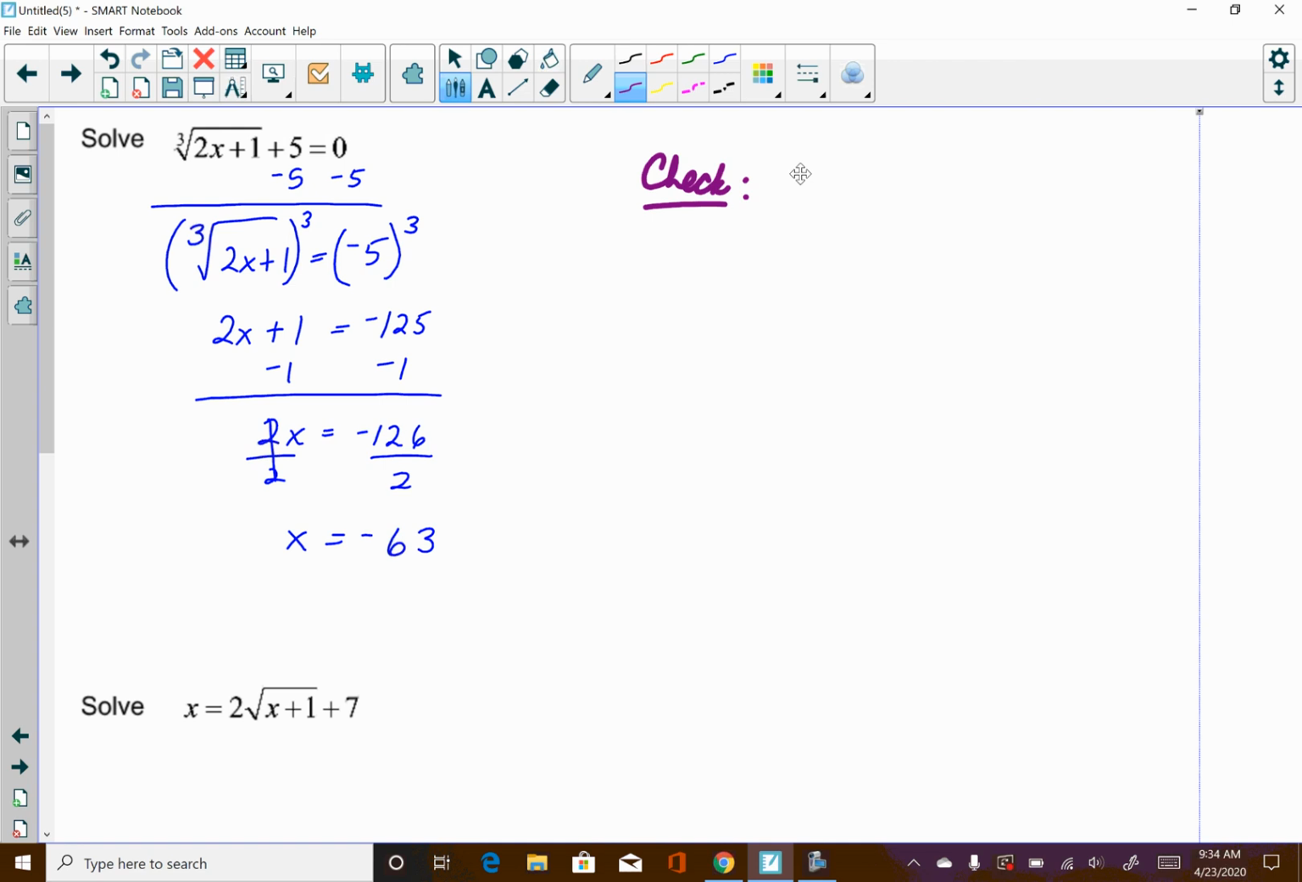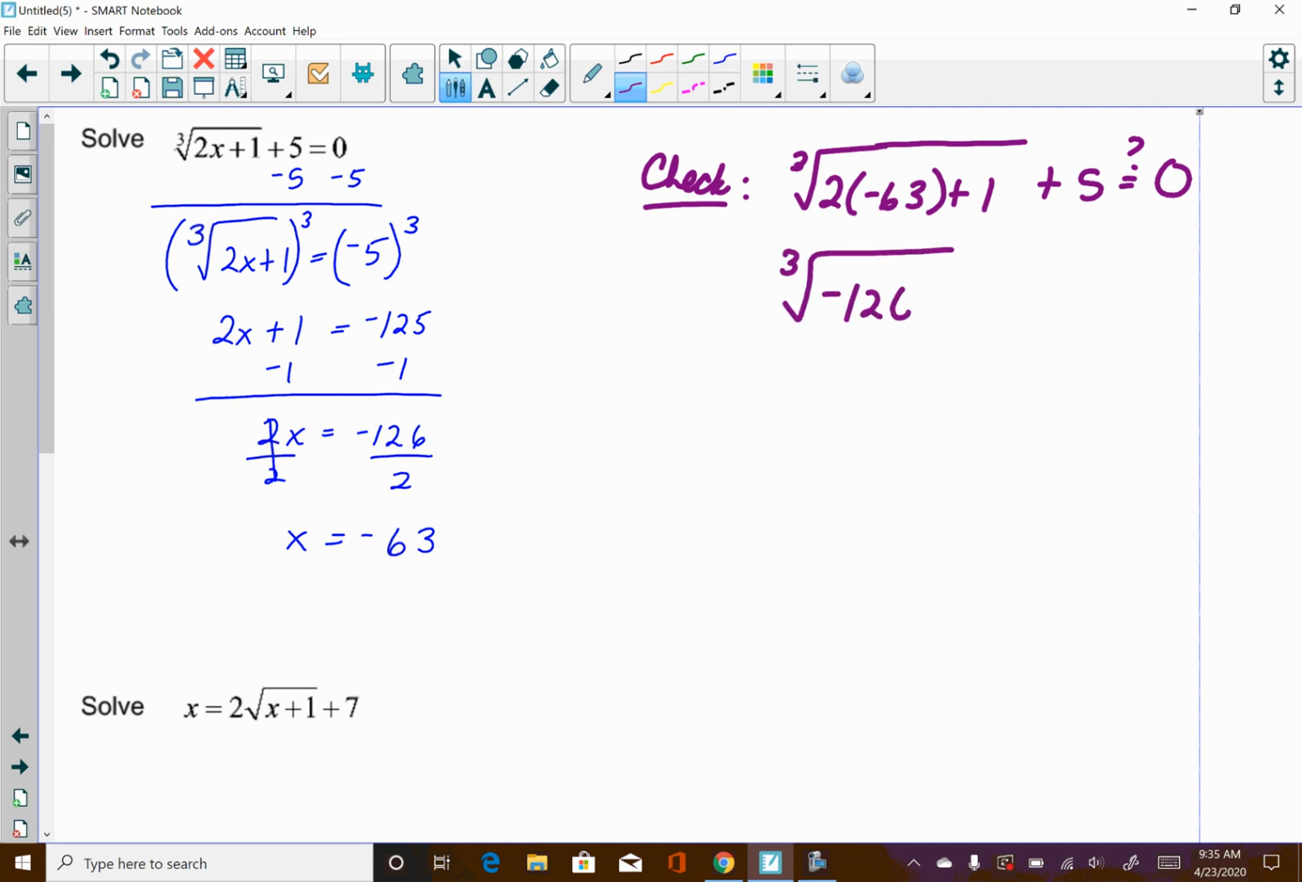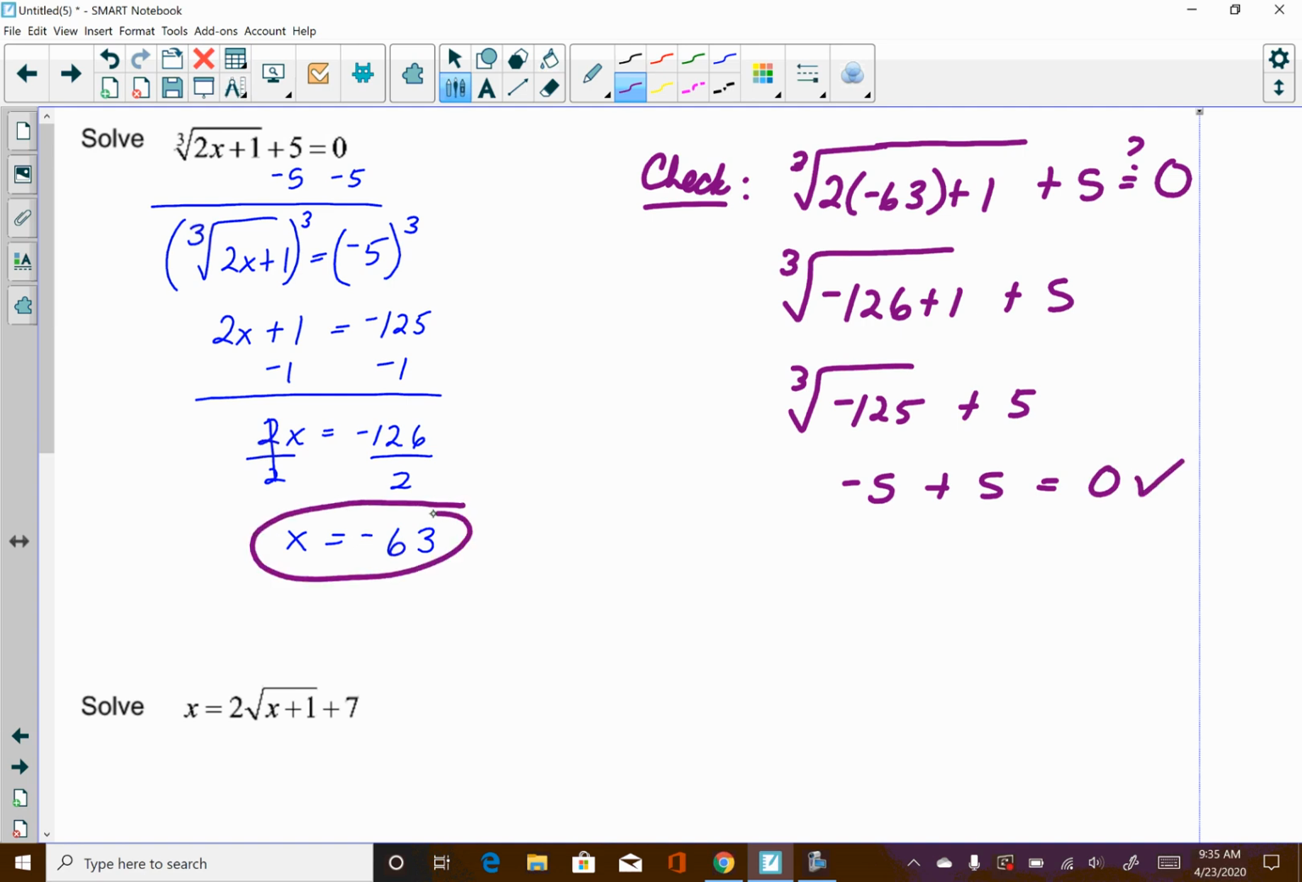For our check, we've got the cube root of 2 times negative 63 plus 1, plus 5, trying to see, does that equal 0? So I've got the cube root of negative 126 plus 1 plus 5, so the cube root of negative 125 plus 5. The cube root of negative 125 would be negative 5, and negative 5 plus 5, sure enough, is 0. So negative 63 is your final answer.